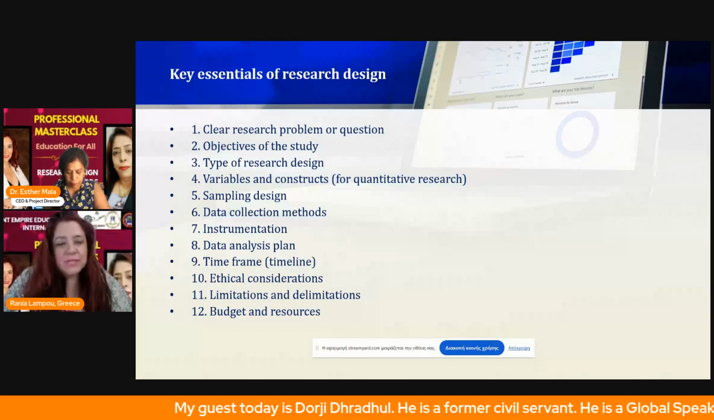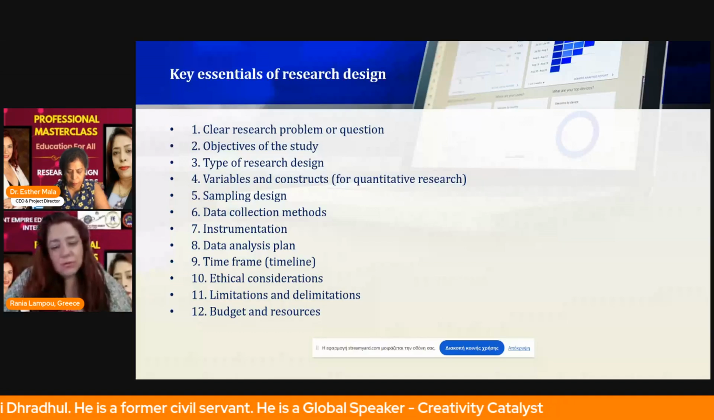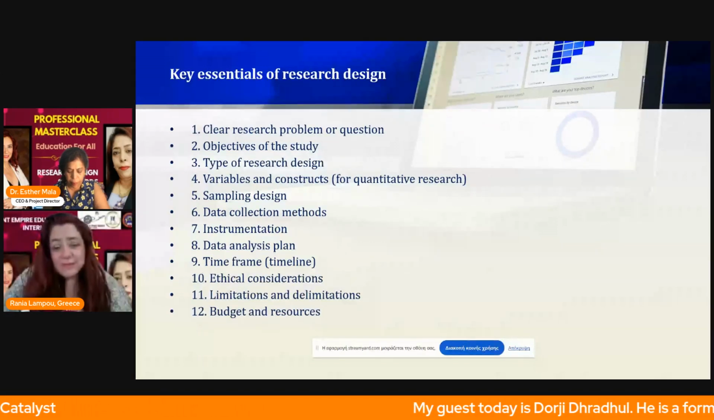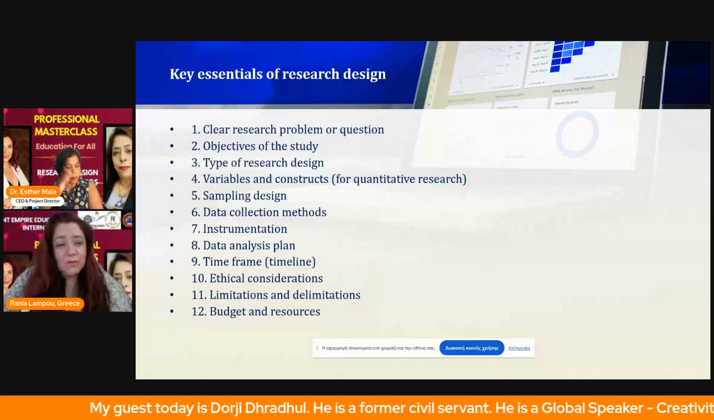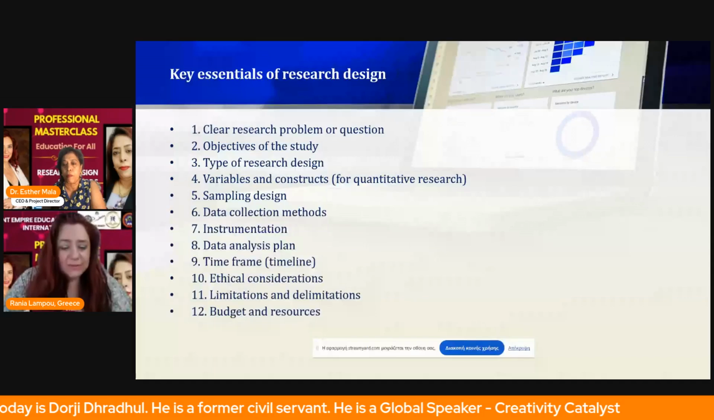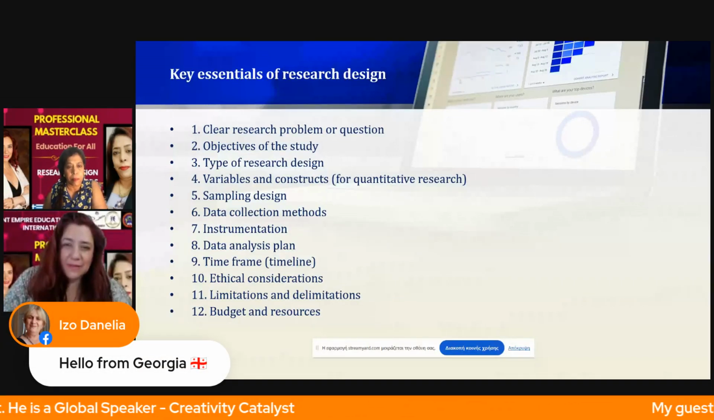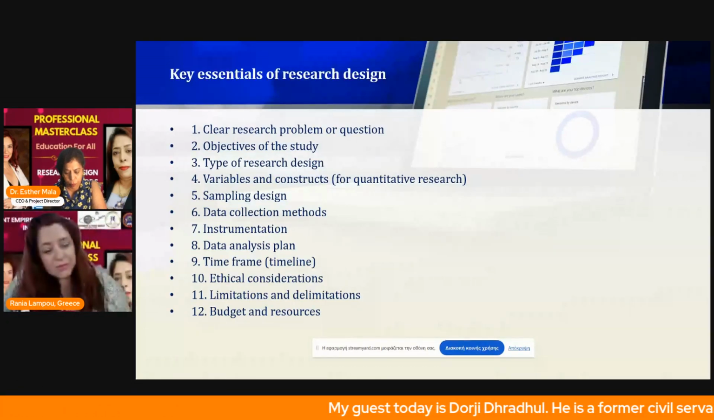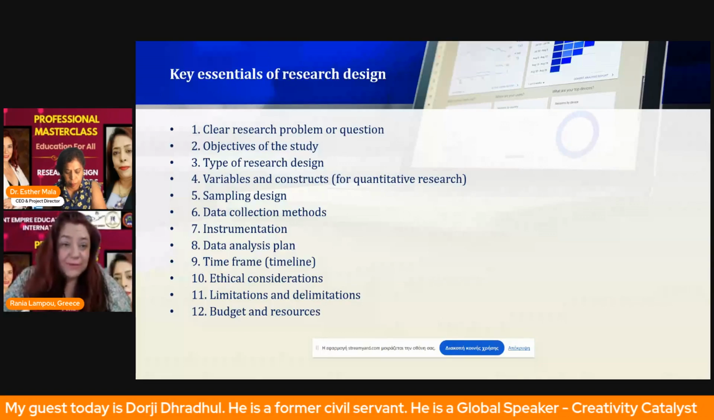Second, the objectives of the study. This should align with the research question. Objectives can be exploratory, descriptive, explanatory, or evaluative. Third, the type of research design: quantitative, so experiments, surveys; qualitative, interviews or ethnography; mixed methods, so a combination of both. And variables and constructs: the independent variables, we have explained last time, the factors you manipulate; the dependent variables, the outcomes you measure; and control variables, the factors kept constant to avoid interference.